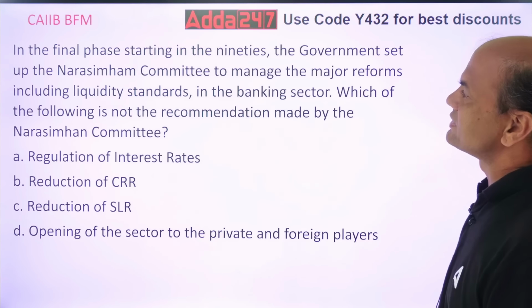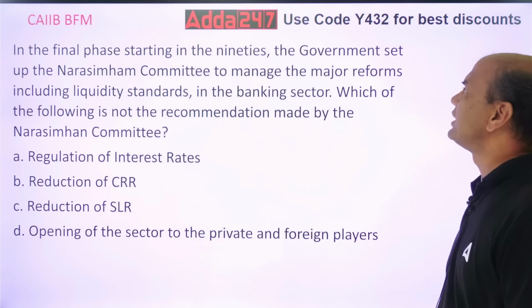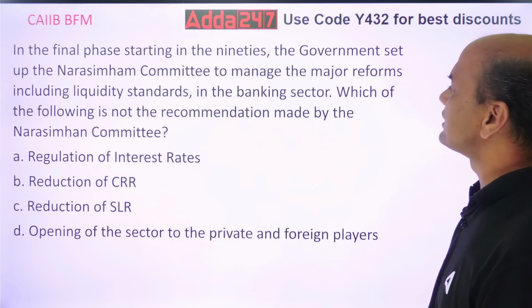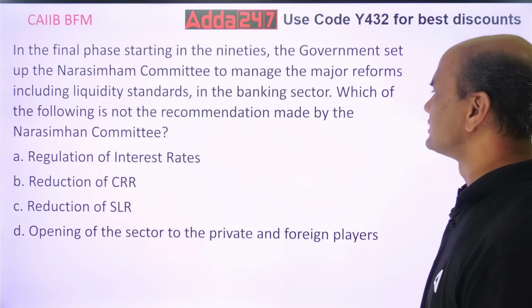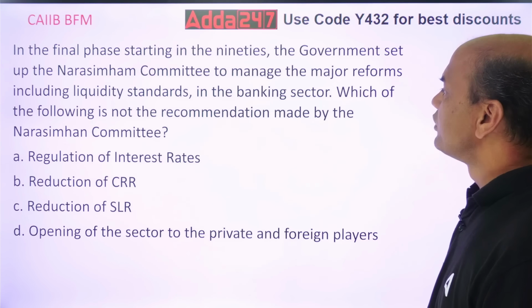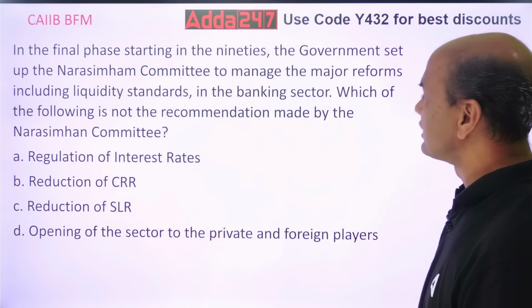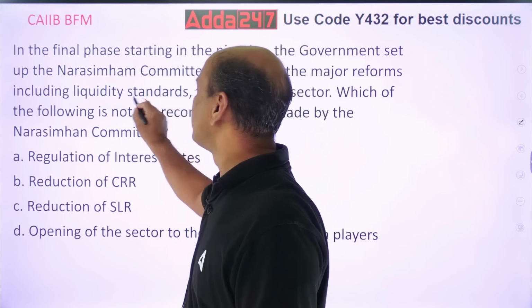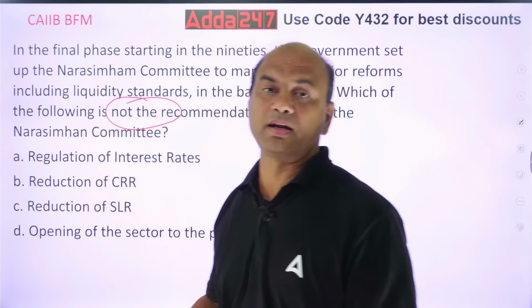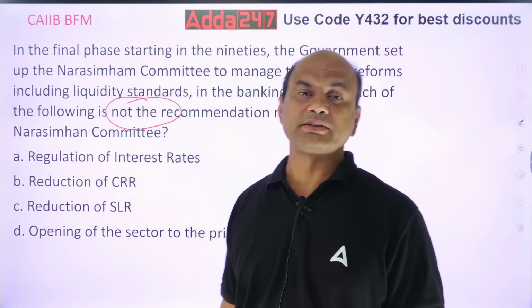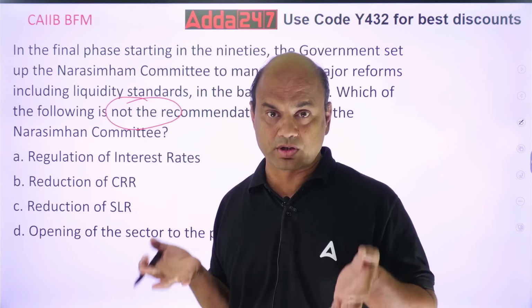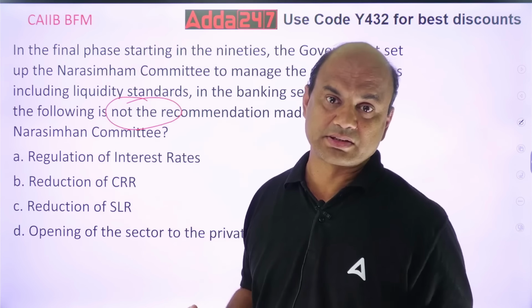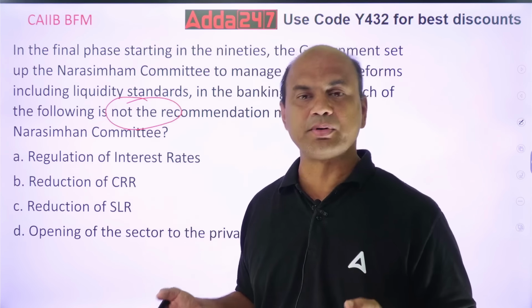In the final phase, starting in the 90s, the government set up the Narsimham Committee to manage the major reforms including liquidity standards in the banking sector. Which of the following is not the recommendation made by the Narsimham Committee? Kindly note, the Narsimham Committee was an important committee in 1991. Because of this committee, whatever banking we are seeing today, the speed, the private banks, the competition, it is because of this committee.